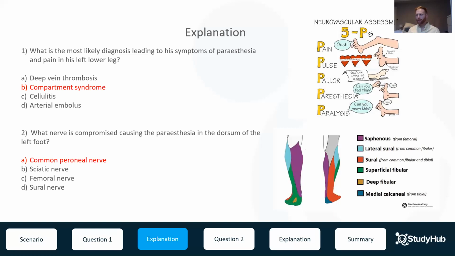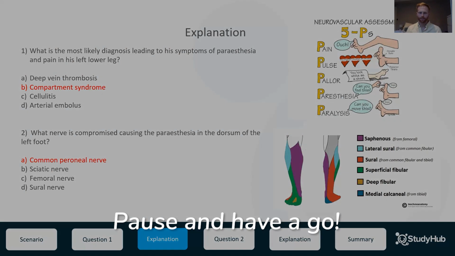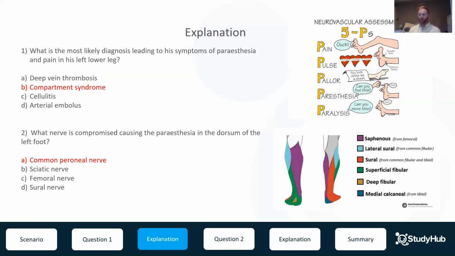So can anybody give me an extra mark, if you can post in the chat, and say what is the treatment for compartment syndrome? Fasciotomy. So one person's put pain relief. Now, it's a good answer, and definitely someone needs analgesia with compartment syndrome.